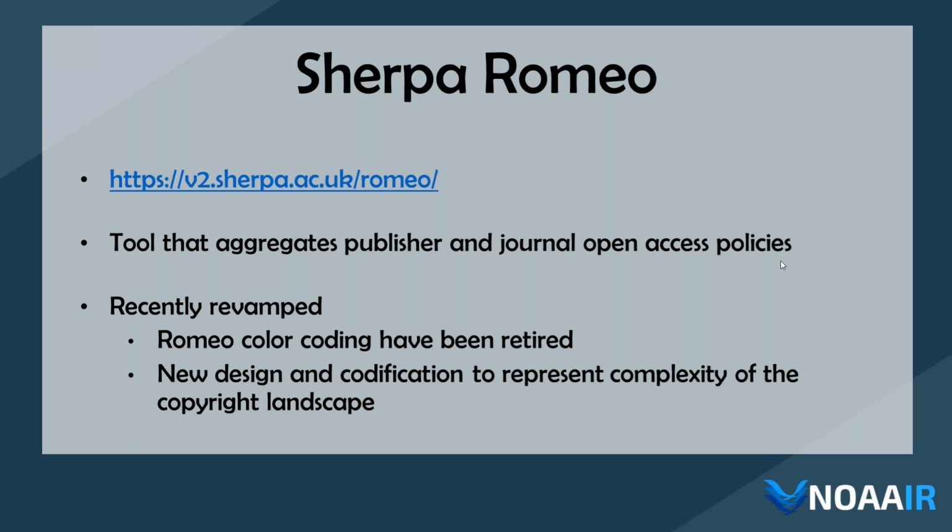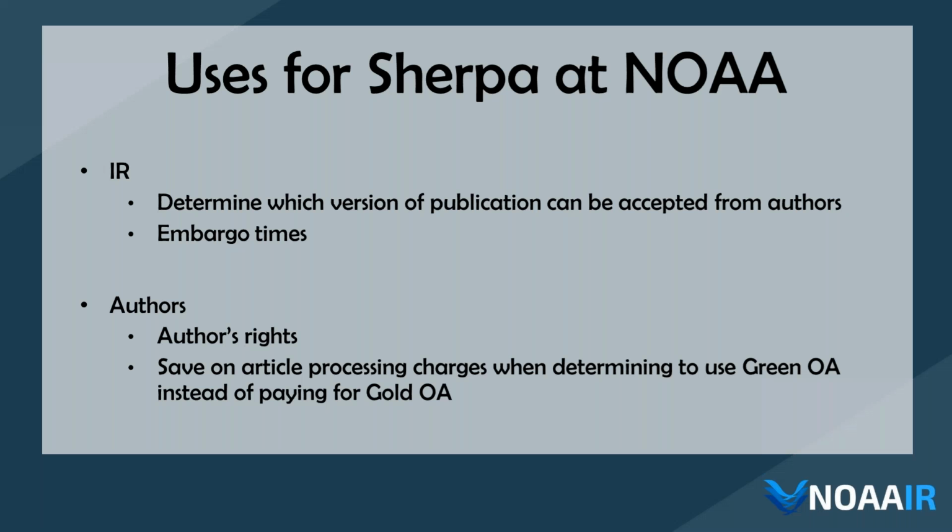But these policies, the copyright policies from the publishers, don't really fit neatly into 3 different groupings. And so they had a lot of explanatory text, and in some instances that was longer than the talk of the permissions. So it's revamped. The color coding scheme has been retired, and the new design and codification represents the complexity of the copyright landscape by showing the relationship between particular pathways to publication and what the redistribution may be.